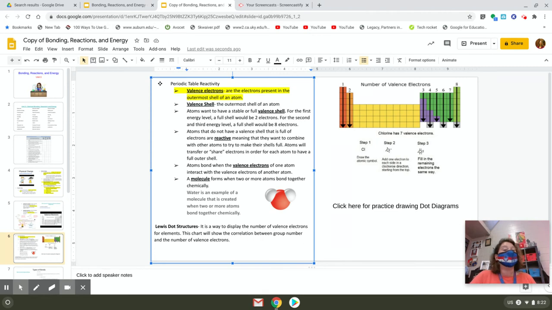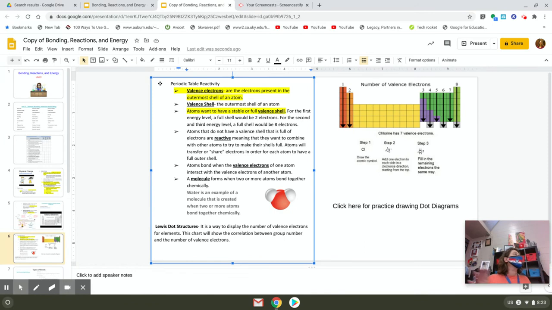In turn, the valence shell is the outermost shell of the atom. Atoms want to have a stable or full valence shell. Highlight that. This is the third bullet there. Atoms want to have a stable or full valence shell. When you looked at and built your atom models, you should have noticed the first shell always has 2 electrons in it. The next shell always has 8. And it has to fill up each shell as it goes out.